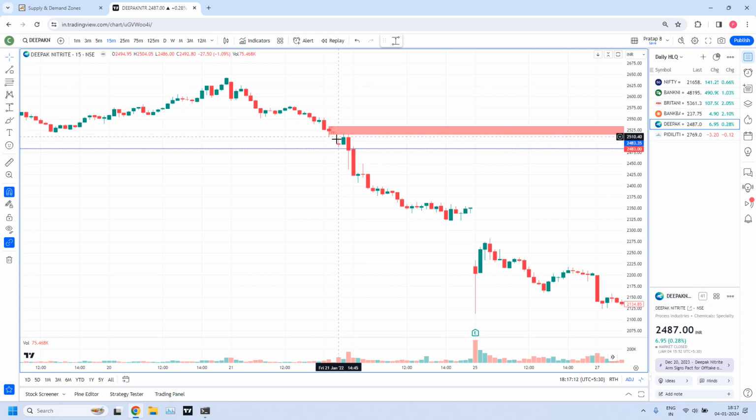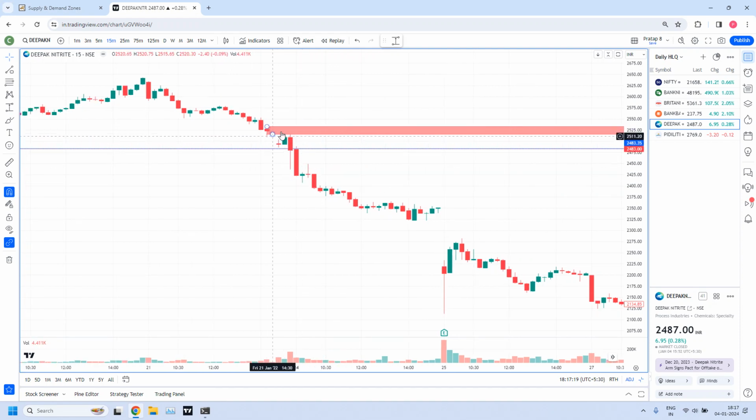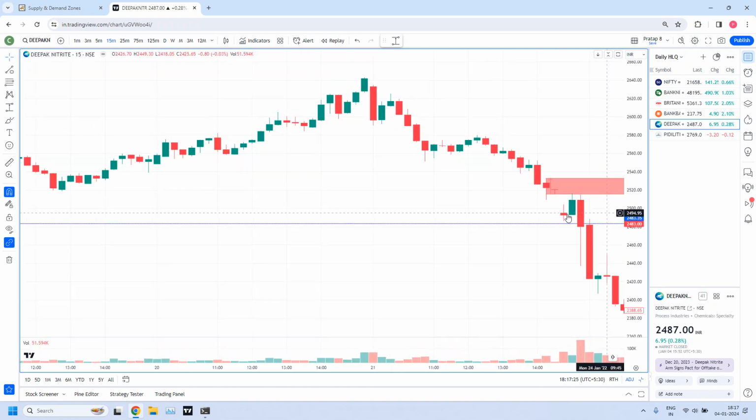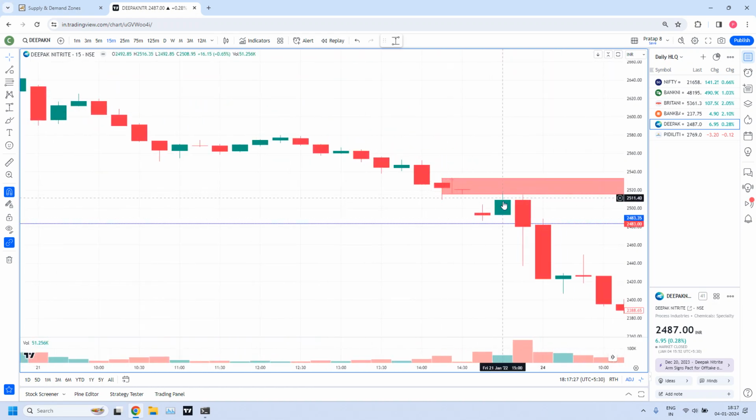Normal people do not recognize this zone. Normal means people who don't have knowledge about these hidden zones. They do not identify this as a zone. But institutions cleverly used it. See here, a lot of order flow is there. Previously also, see the rejections from this zone. This is one rejection, this is the second rejection.